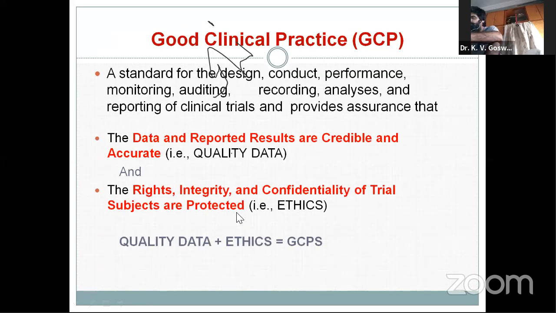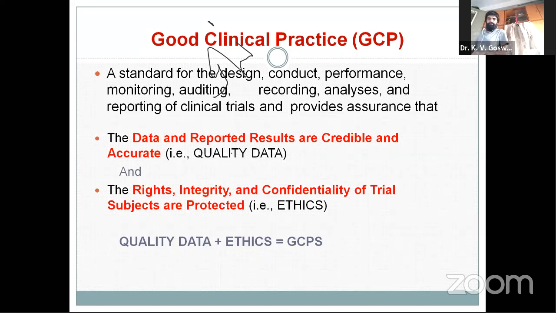So good clinical practices. What is it? It's a standard for the design, conduct, performance, monitoring, auditing, recording, and analysis, and also reporting of the trials. GCP requires that we provide assurance that the data and the reported results are credible and accurate, and the rights, integrity, and confidentiality of trial subjects are protected. So that's ethics. So basically, in simple words, quality data plus ethics is GCP. So what we need to think from an individual perspective is, how do we generate quality data? And how do we ensure that we meet the ethics requirement? And then that means we are following GCPs.